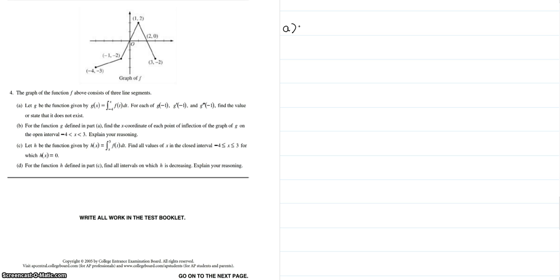It asks: let g be the function given by g of x equals the integral from -4 to x of f of t dt, and find g of -1. So what's g of -1? g of -1 is the integral from -4 to -1 of f of t dt. The integral is the area under the curve, so in this case it's the area from -4 to -1.